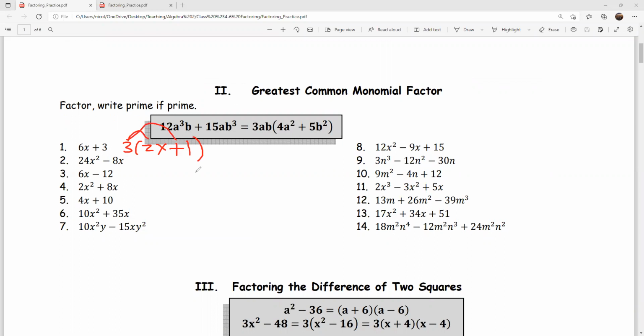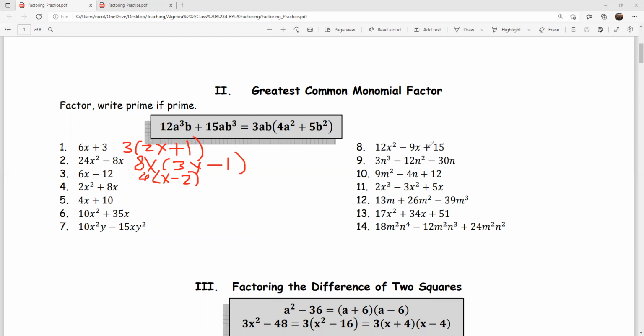For these two terms, it would be an 8x. Both of them can be divided by 8x. What do I have left? 3x minus 1. Same thing here. What can I take out? A 6. What do I have left? x minus 2. Remember, when you multiply these, you should get right back to where you started.